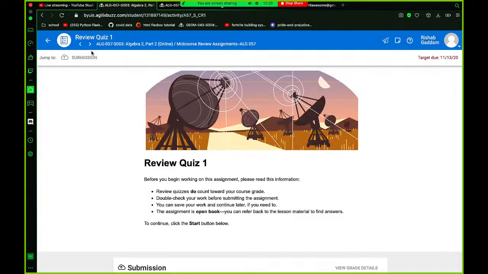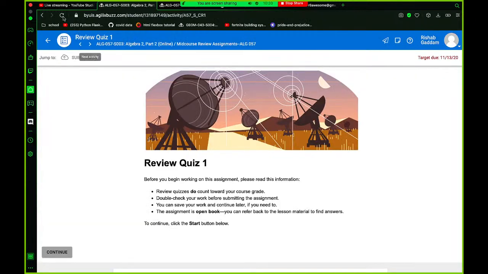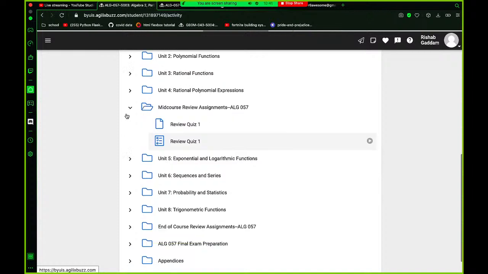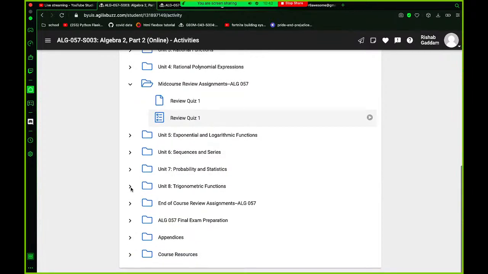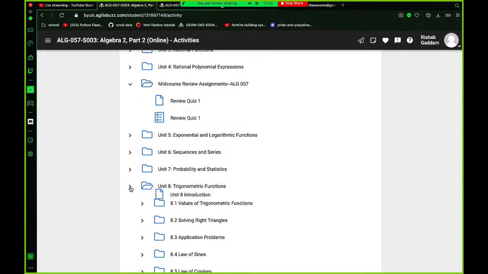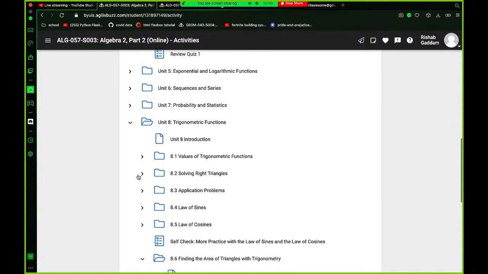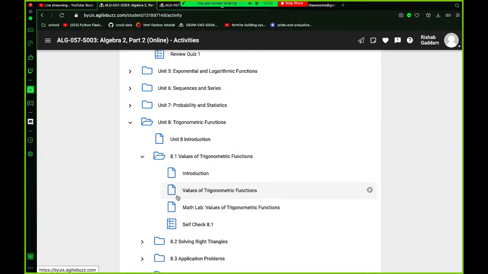I don't think this is gonna load. Okay, yeah, we just have to reload the page. Okay, boom, it should load now, maybe. Yeah, there we go. Okay, so we're gonna go on to Unit 8, trigonometric functions, okay? So let's go on to 8.1 first of all.